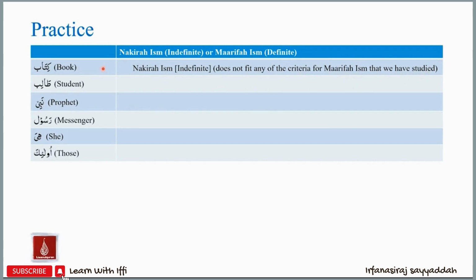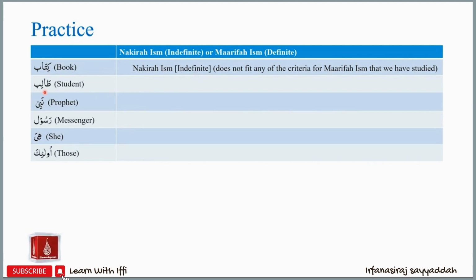Kitab is not a name. Kitab is not a personal pronoun. Kitab is not a demonstrative pronoun. Kitab is not a relative pronoun. And kitab does not have al at the beginning. So we conclude that kitab is an indefinite ism.